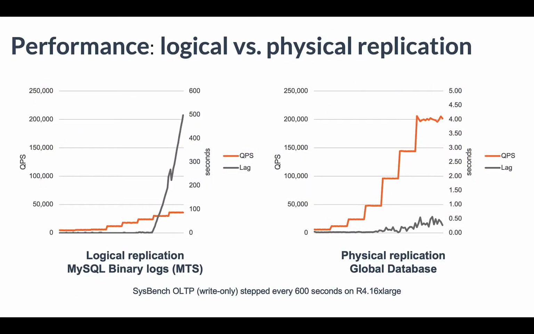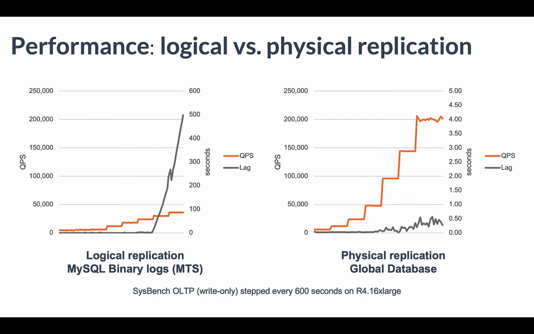So what about performance? As I mentioned, with global databases, we can support up to 200,000 writes per second. Here we see a comparison between logical binary log replication that is configured cross-region, which you see on the left, versus the physical replication that global databases is based on, on the right side. In the logical replication, as the number of queries increases in a stepwise manner, the replication lag observed on the target cluster increases exponentially, which is around 10 minutes.